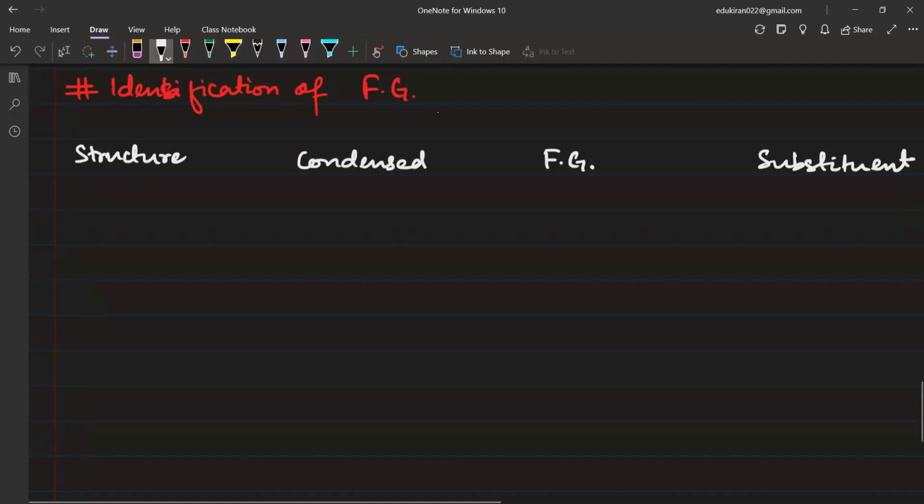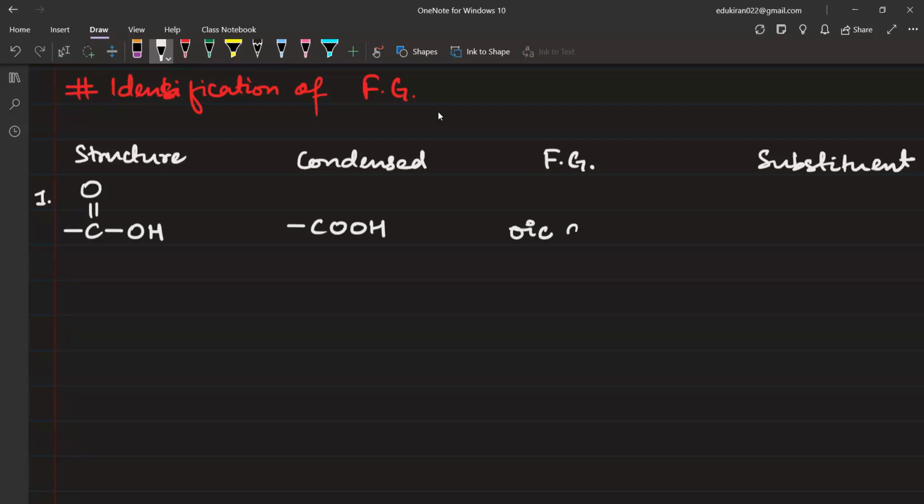Structure, and here I will write the condensed. And then what we are going to write if it is present as a functional group, and what we are going to write if it is present as a substituent. So number 1 is carboxylic acid, in which this carbon atom will be attached to something, and will have C double bond O and OH. Whenever you see this fragment COOH together, the functional group is oic acid. And if it is present as a substituent, it will be named as carboxy. A substituent hoga, you will understand that, don't worry about it.